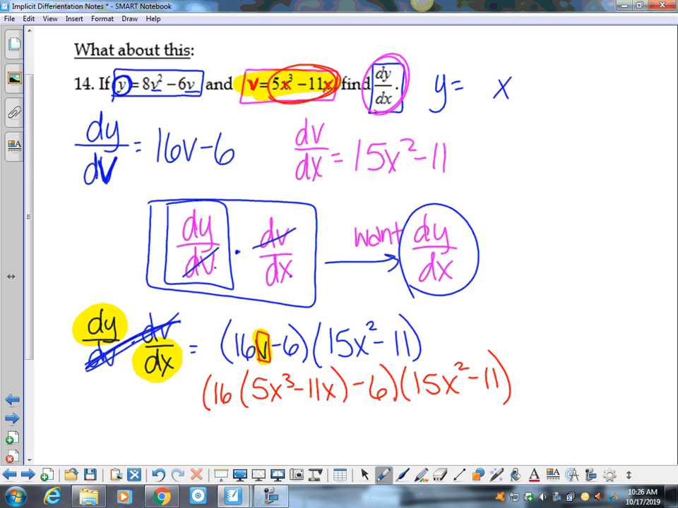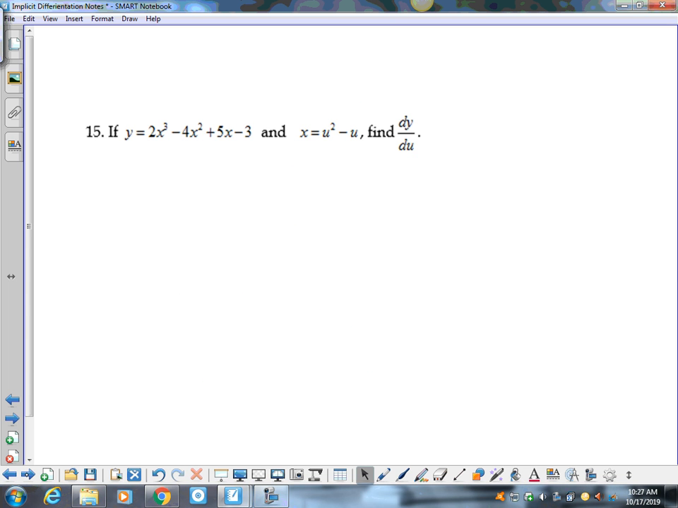Now, they may stop here. They may distribute the 16 and then combine the negative 6, and then they may factor the whole thing. I doubt it. If anything, they might distribute the 16. But, again, you're just playing the multiple choice game. Okay, let's try another one.